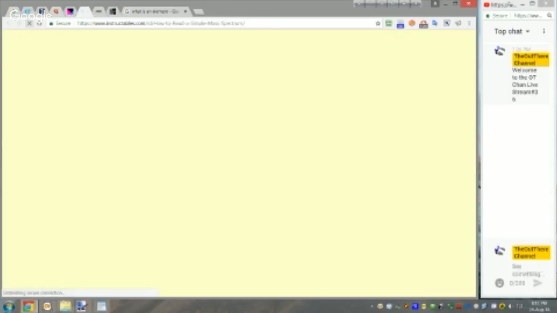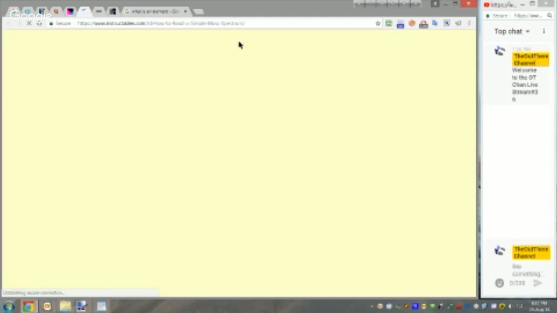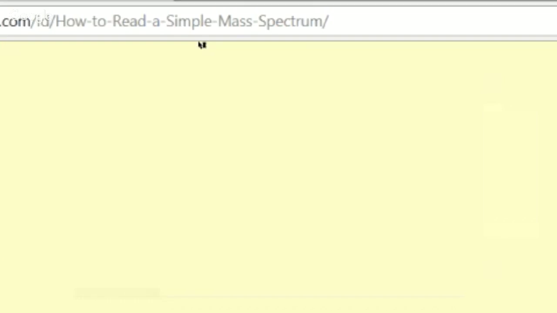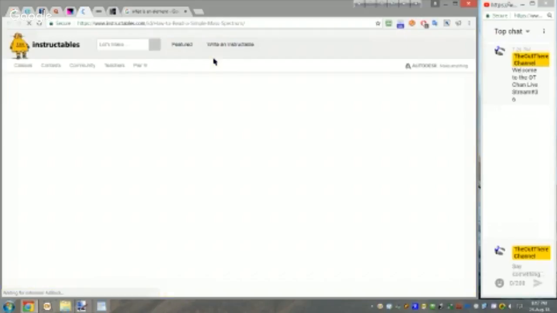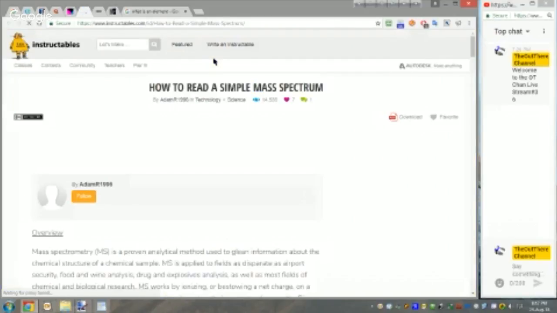There we go for time. So I've been talking about this basics. Why is it not loading that page? Come up. How to read a mass spectrum. Finally. Okay.